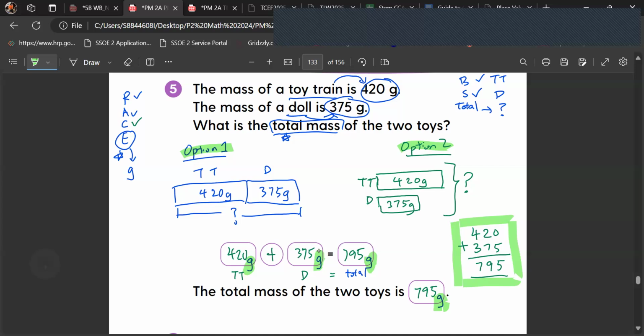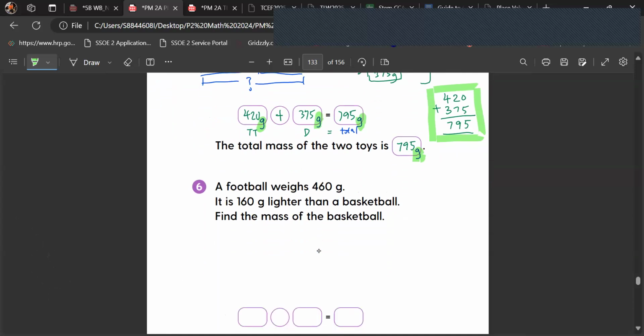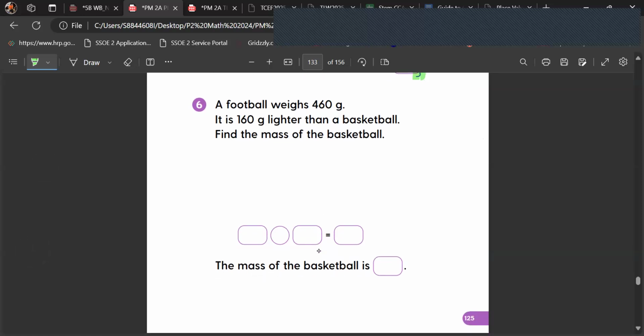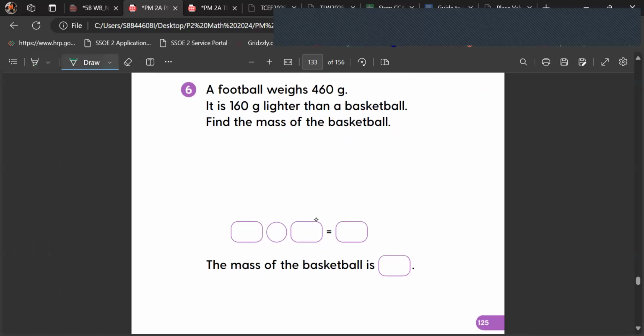Let's move on to the next question, shall we? The next question is on the basketball versus football. Let's practice our RACE steps again. RACE. A football weighs 460 grams. It is lighter than a basketball. Find the mass of the basketball.